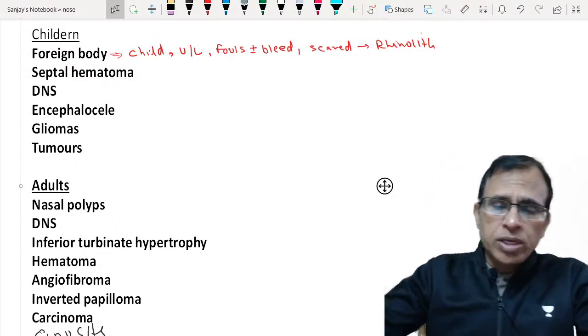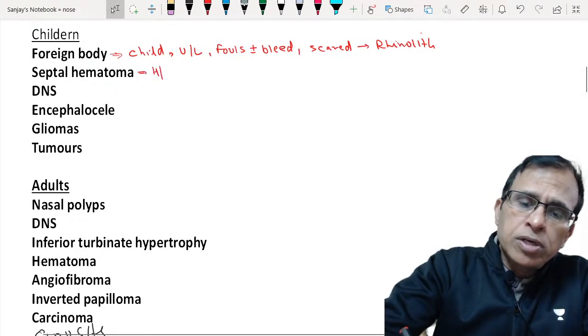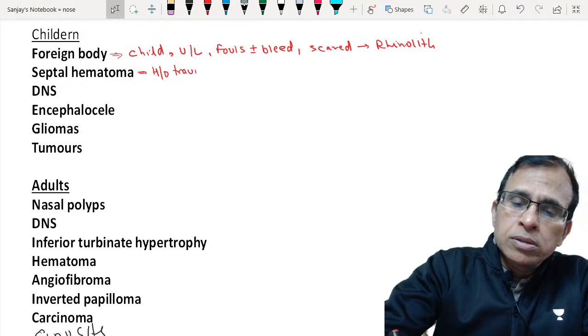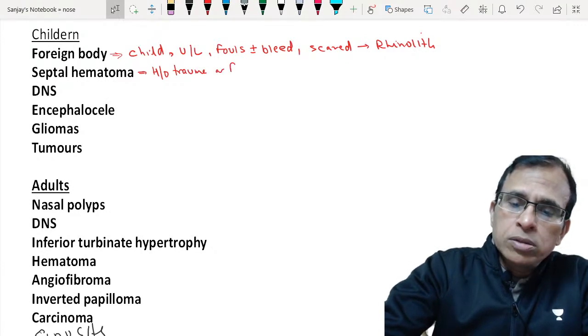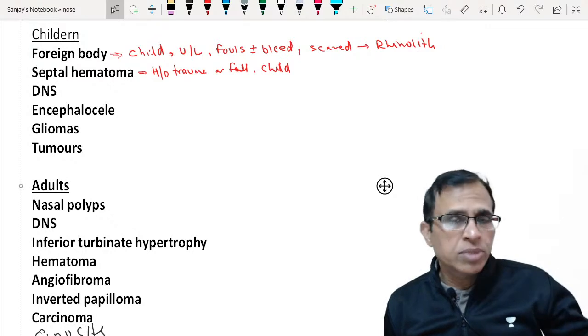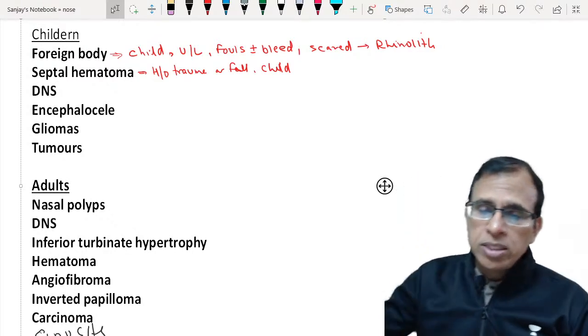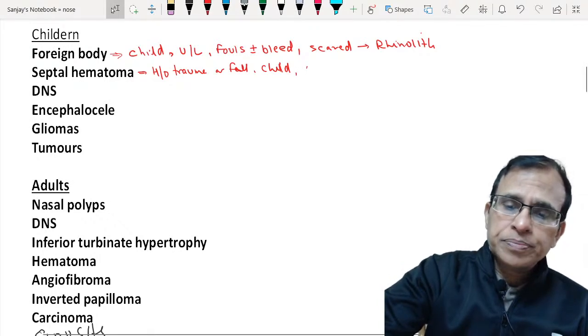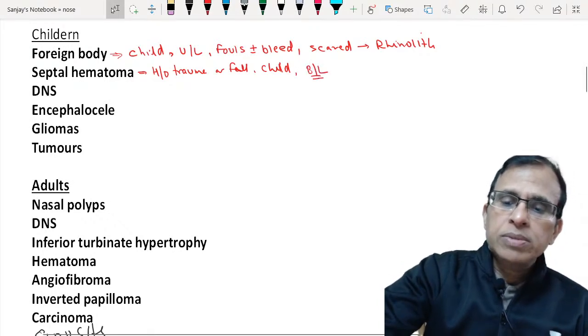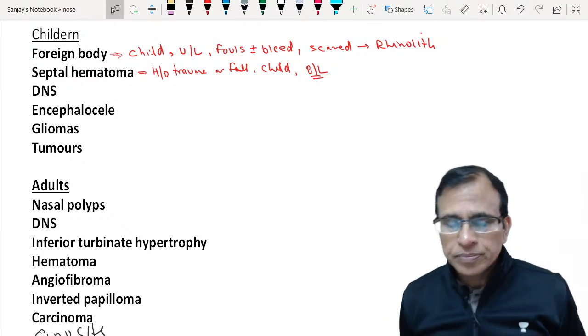Then what are the points in favor of septal hematoma? Most probably there will be a history of trauma or fall. Again, it is most commonly a child. The child was playing, and while running, the child fell down, the nose hit something, and hematoma. So that's trauma. Very, very important. Now, septal hematoma is always bilateral.